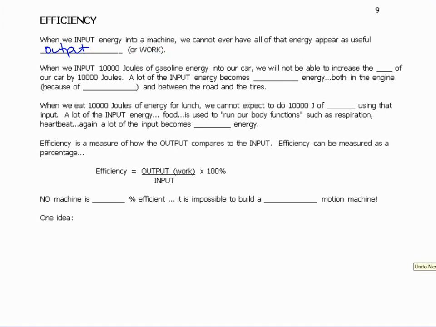When we input 10,000 joules of gasoline energy into our car, we will not be able to increase the kinetic energy of our car by 10,000 joules. A lot of the input energy becomes heat energy. A lot of it does. So, what is the percent? What percent is wasted as heat to the engine?